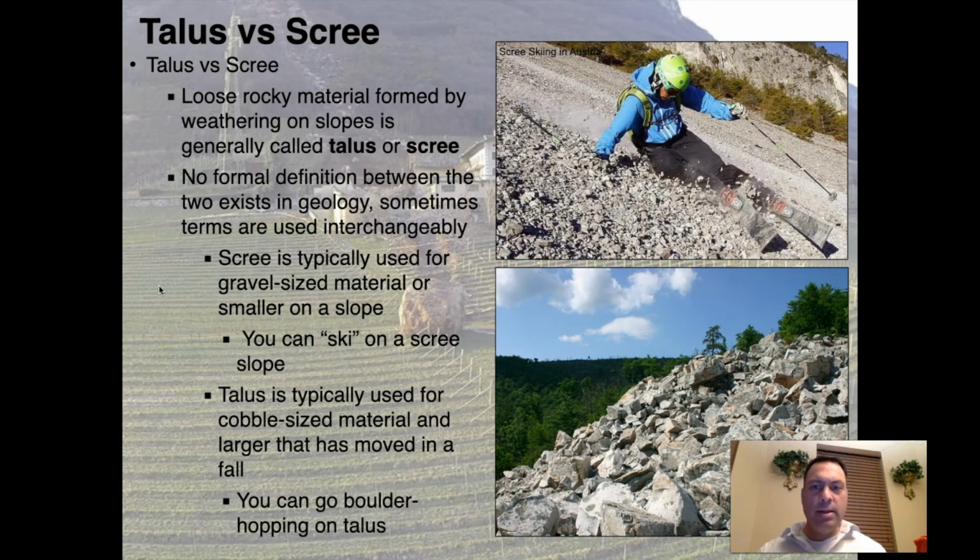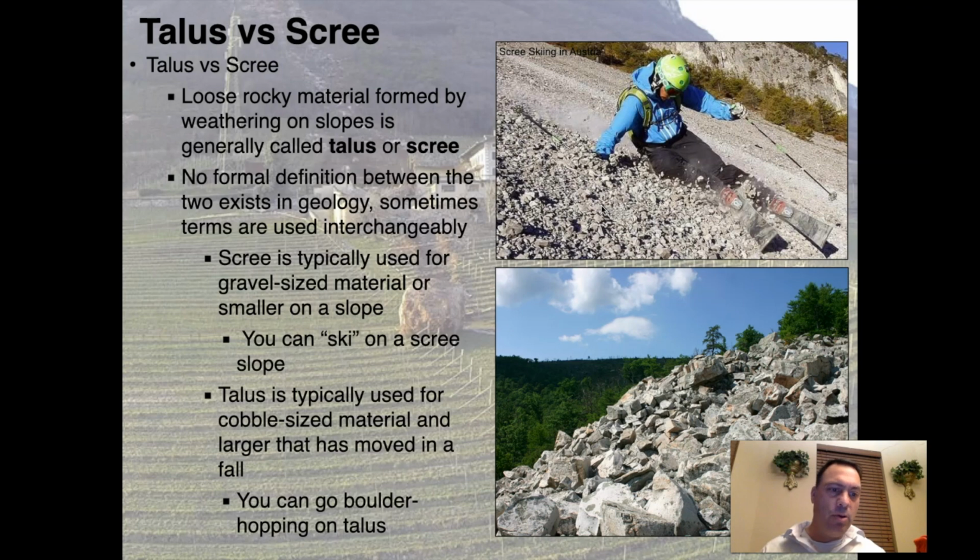Typically, scree is a term that is used for gravel-sized material or smaller on a slope. So in theory, you can ski on a scree slope. And this is something that people do. Here in Austria, this is somebody scree skiing. This is a little bigger than gravel. If it's gravel, it's very, very large, coarse gravel. But in other words, you're able to go through it and it'll move out of the way.